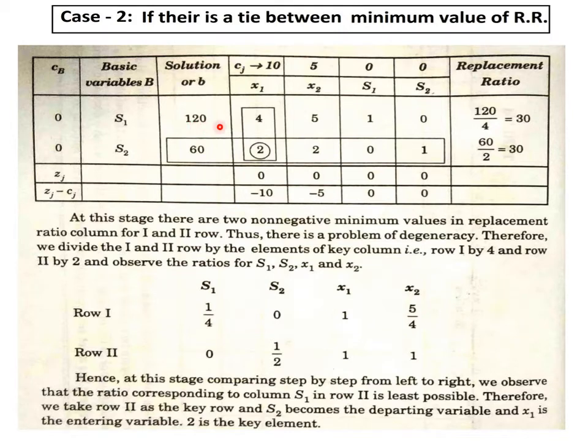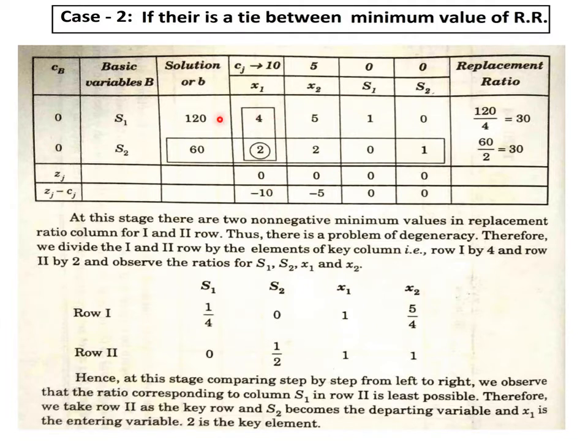For that what we do? We calculate separately, writing s1, s2 initially, because these are basic variables, then x1, x2 written, and row 1 and row 2, that is, the rows for which the replacement ratio is minimum, where that tie is there. So we have to take all those rows, and then we have to divide them by the most negative, which is minus 10, so 4 and 2 are the elements which must be the denominator.